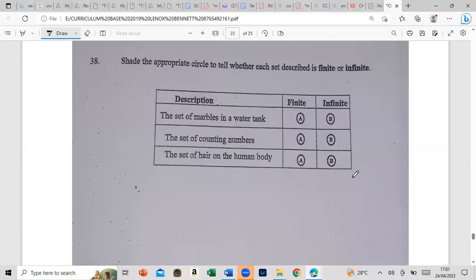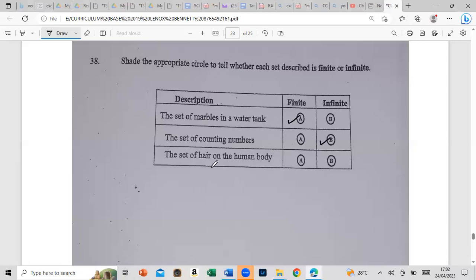Shade the appropriate circle to tell if each set describes a finite or an infinite set. So you're going to choose which is finite and which is infinite. And I don't like this type of question because some of them can be tricky. So, yeah. Alright, the set of marbles in a water tank will be finite, it has a limit, right? The set of counting numbers is infinite.